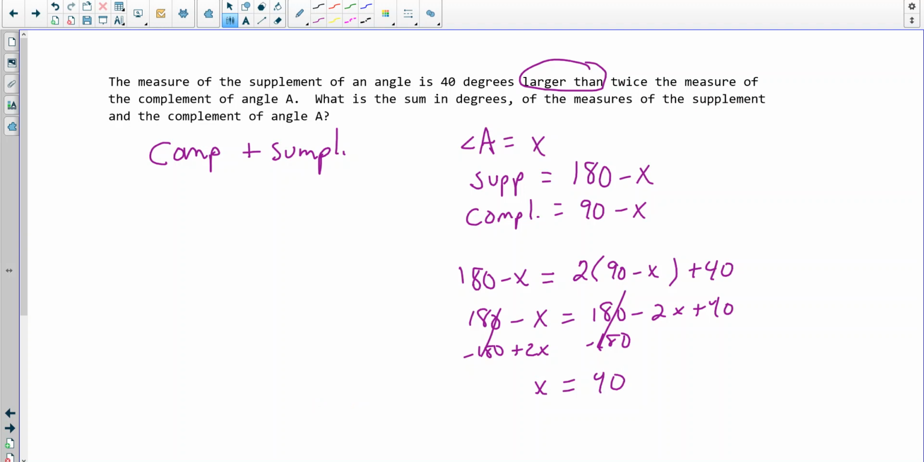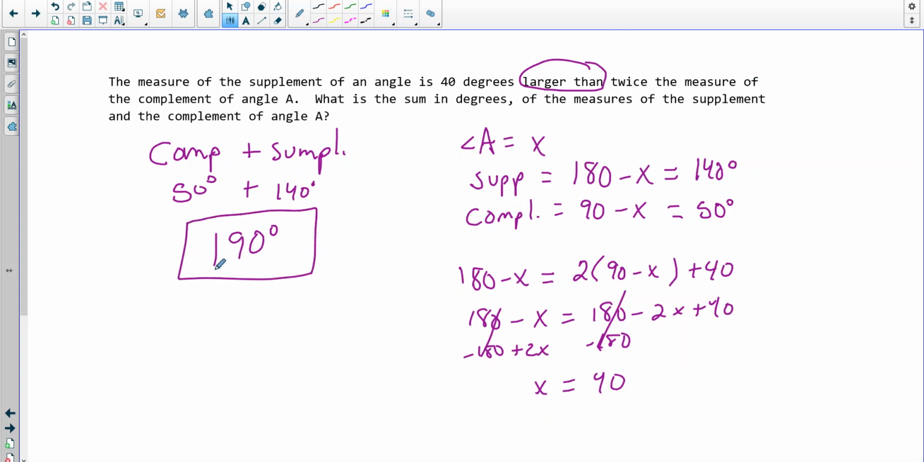So now that I know that x is 40, all I have to do is plug that back in. The supplement of A is 180 minus 40, so we'll call that 140 degrees. And the complement is 90 minus 40, which is 50 degrees. So we'll throw that over here under complement. When I add those together, the sum of the complement and the supplement is 190 degrees.